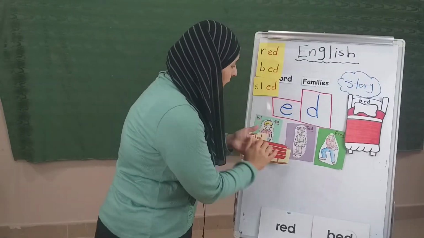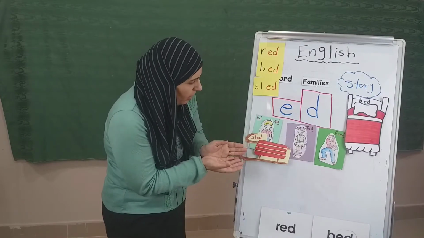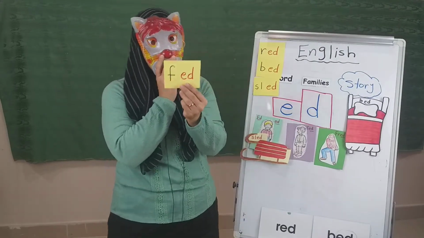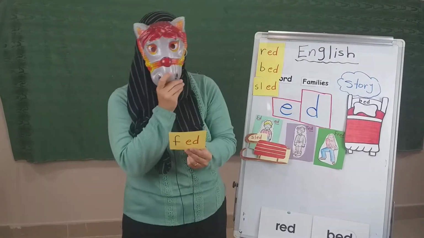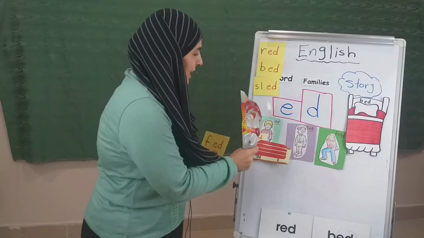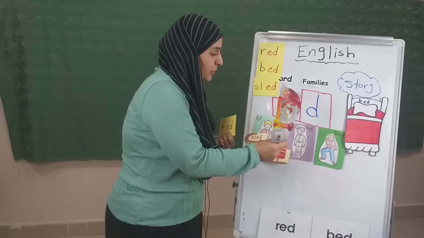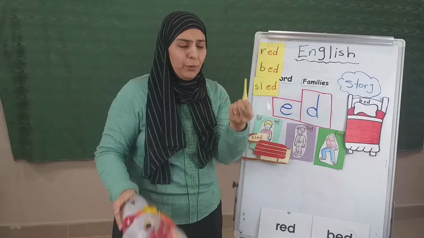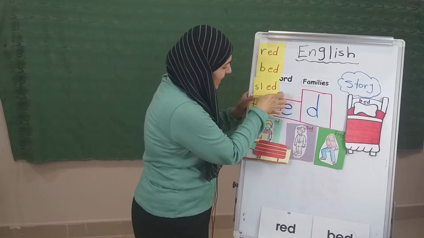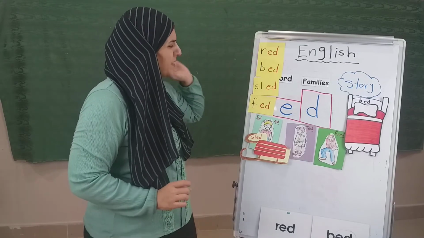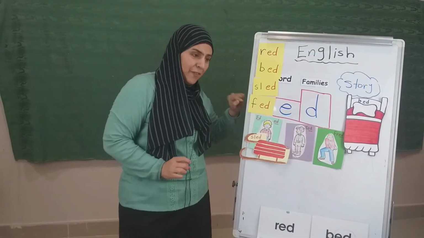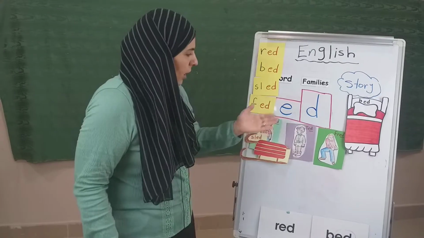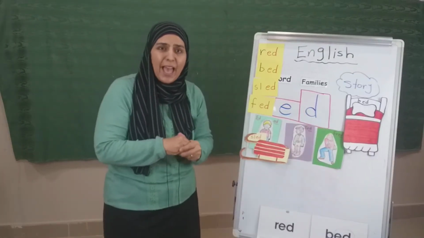Remember what we did last week? What did we do? We fed our horse. Remember? Ed told Ted and Ted told Fred, we fed our horse. Fed. Everybody say fed. Now, red, bed, sled, and fed. Again, Ed, Ted, Fred. Now, actually, all of them are very tired from playing outside.